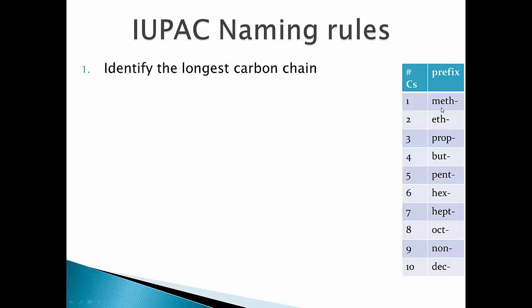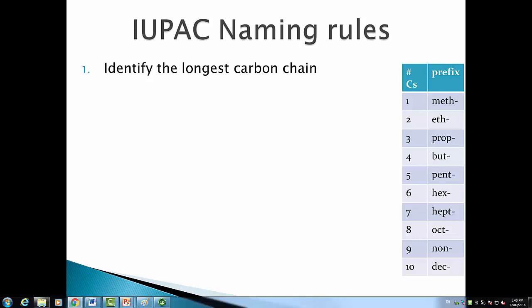So just a refresher on your number of carbons. Here's the nomenclature. For 1 carbon it's meth, 2 carbons it's eth, 3 carbons it's prop, 4 carbons it's but, 5 pent, 6 hex, 7 hept, 8 oct, 9 non, 10 dec. We'll only go up to 10 carbons. The first thing you want to do when you're doing naming is identify the longest continuous chain of carbons, and this is what we call our root name for that compound.